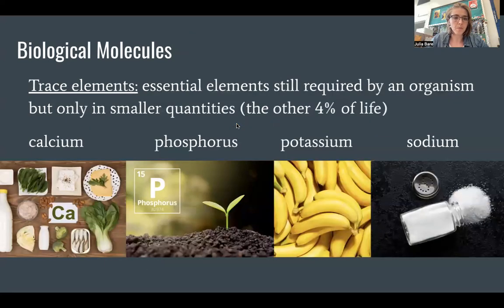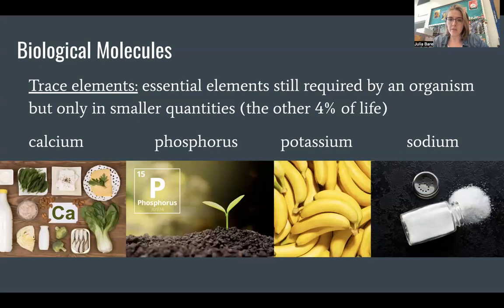Now, trace elements are essential elements that are still required by an organism to survive, but only in smaller quantities. So if 96% of life is essential elements, then the other 4% of life is made of a lot of calcium, phosphorus, potassium, and sodium. These elements typically come in the form of ions. Keep in mind that word ion. We're going to talk about what an ion is in just a second.